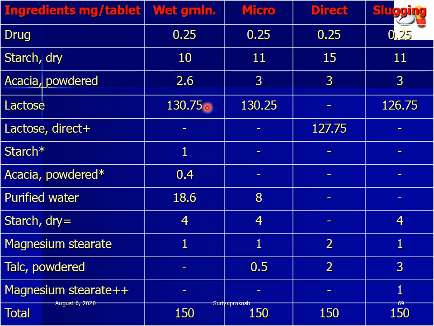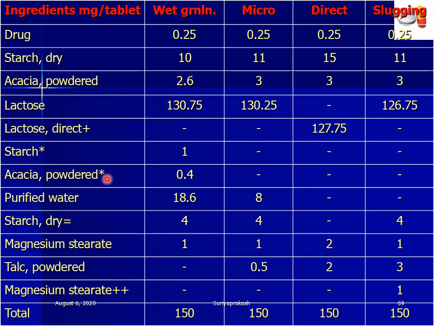Lactose is the filler. You must be knowing lactose is the filler, right? Now for wet granulation and micro granulation, we are using lactose directly. In the case of direct compression, normally spray dried lactose is employed. Spray dried lactose, right? Here in slugging also we are using lactose powder.